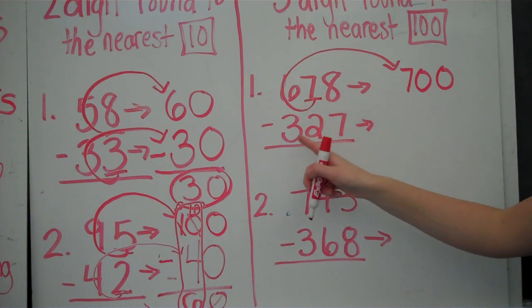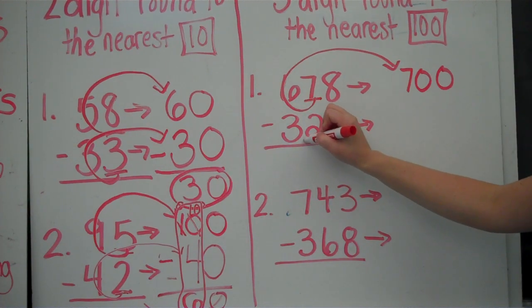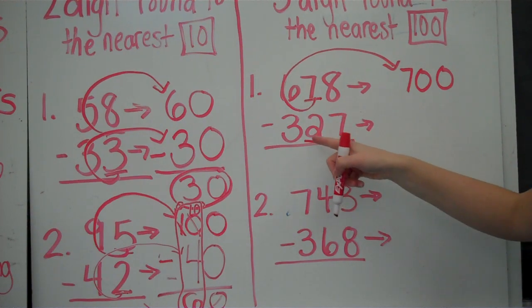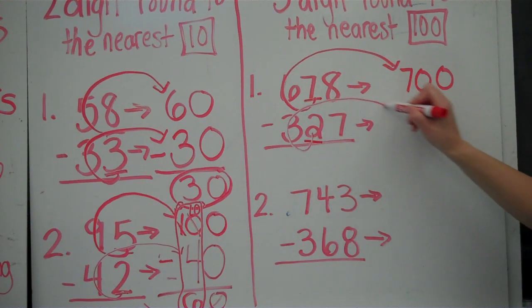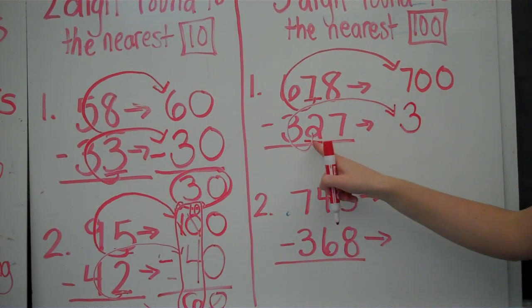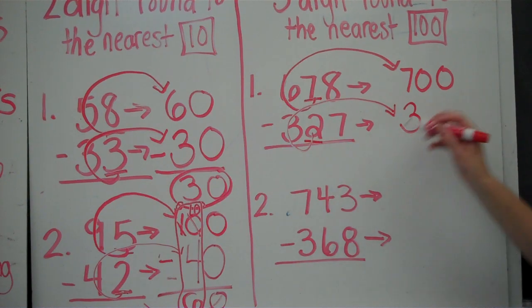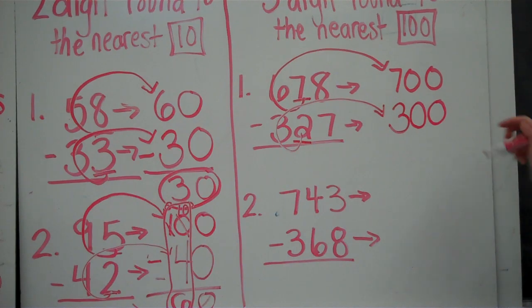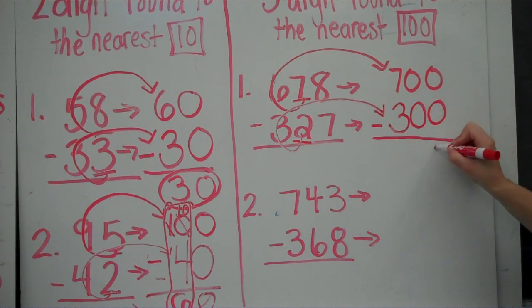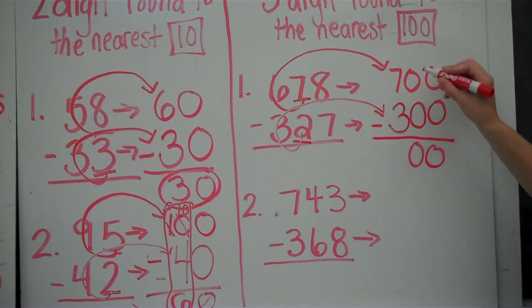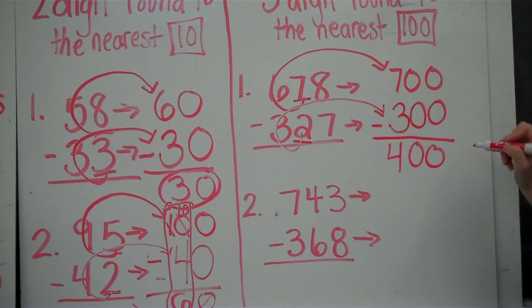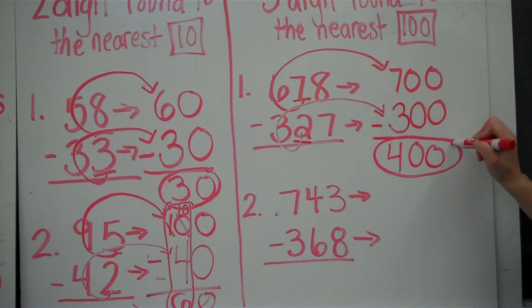327. I'm rounding to the nearest 100. I look at the tens. I have a 2. It's weak. This weak number has no power to change the 3 up. So it stays a 3, and the 2 and the 7 become zeros. And then all I do is simply subtract 0, 0, and 7 minus 3 is 4. My estimated answer is 400.